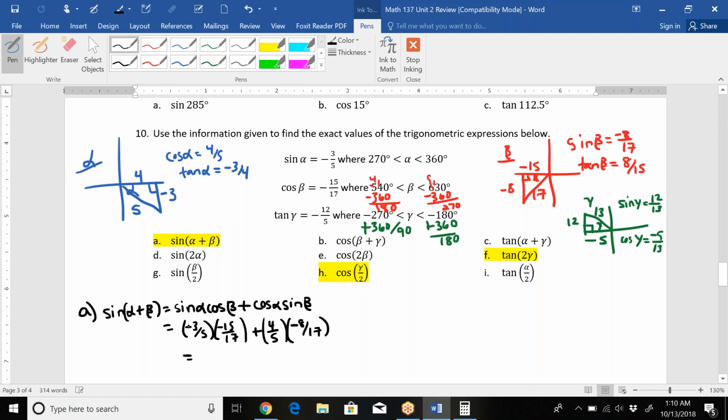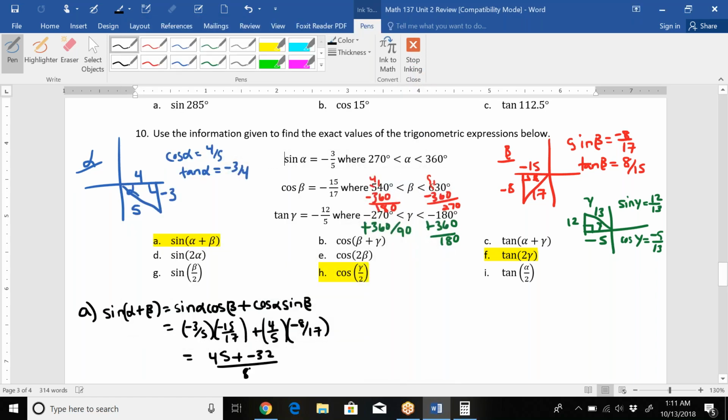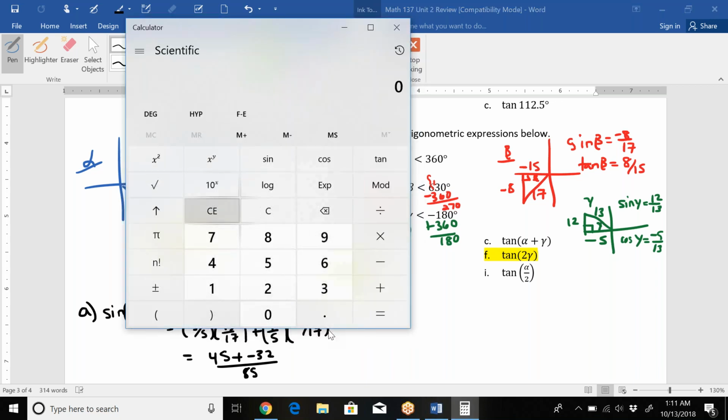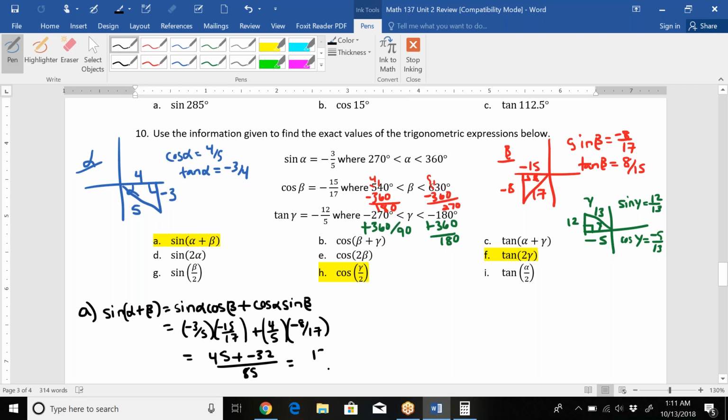So 3 times 15, because they're both negative, so that's going to be positive. That's 45 plus a negative 32 over whatever 5 times 17 is, which is 85. Then we need to subtract the 45 minus the 32, which is 13. So this first one is 13 over 85.